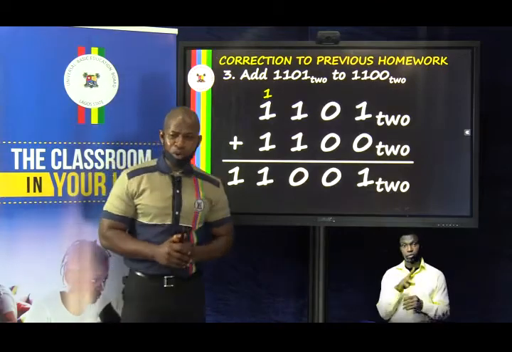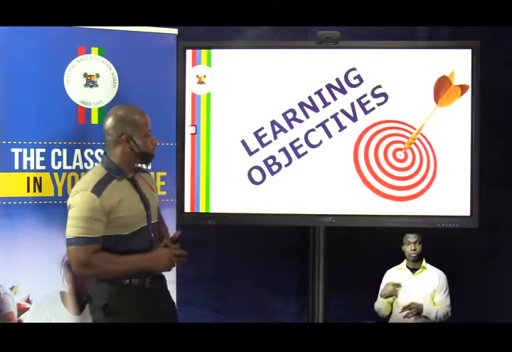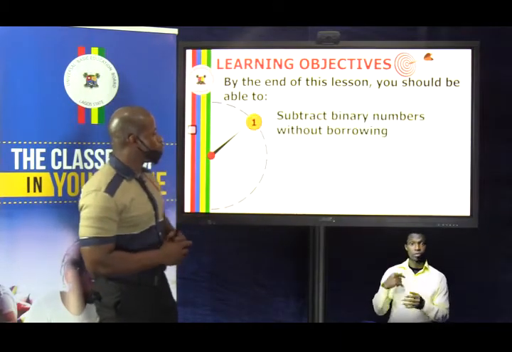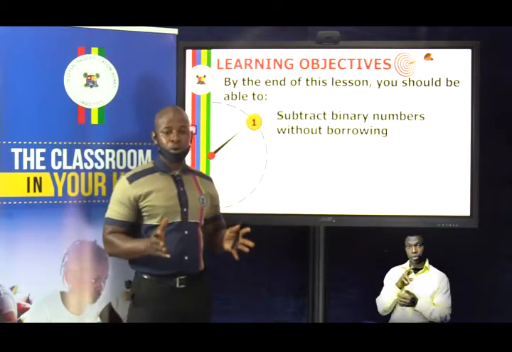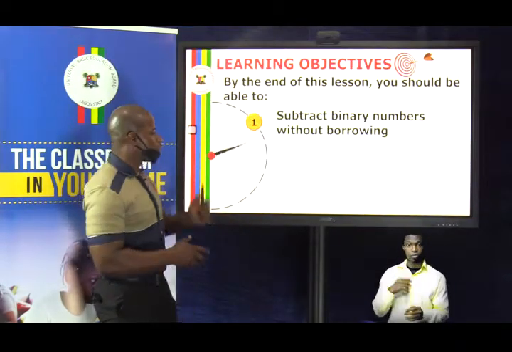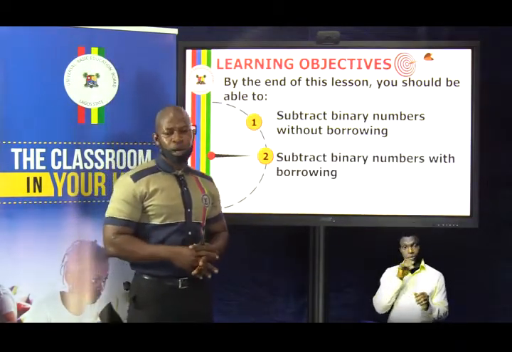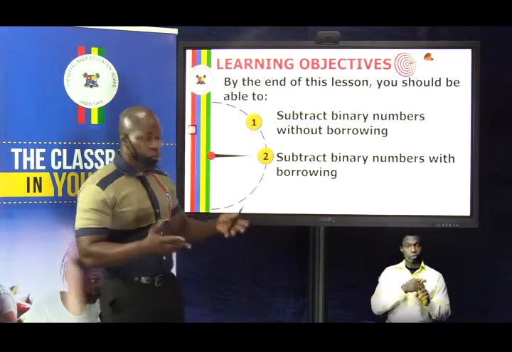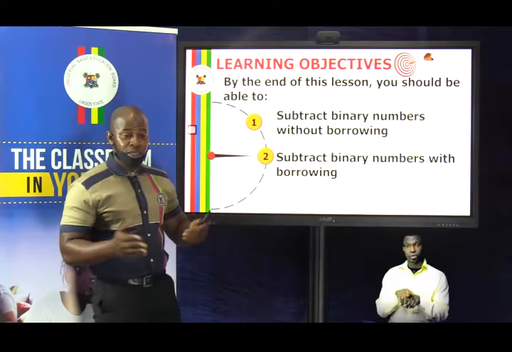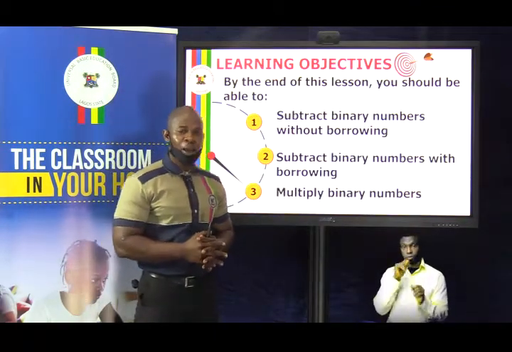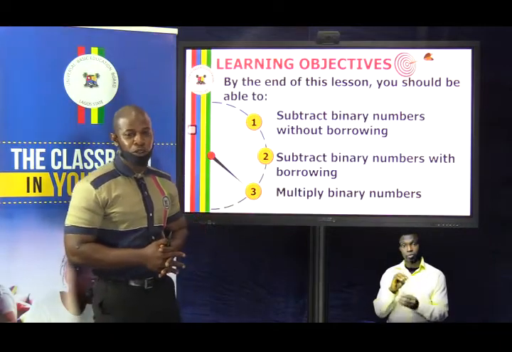Now, are you ready for today's work? Let's check out what it's all about. Our learning objectives will be that by the end of the lesson, we should be able to subtract binary numbers without borrowing. So, we're done with addition. Now we're going to be subtracting binary numbers. We should be able to subtract binary numbers that involve borrowing from another place value, just like we do in base 10 subtraction. And finally, we should be able to multiply base 2 numbers.